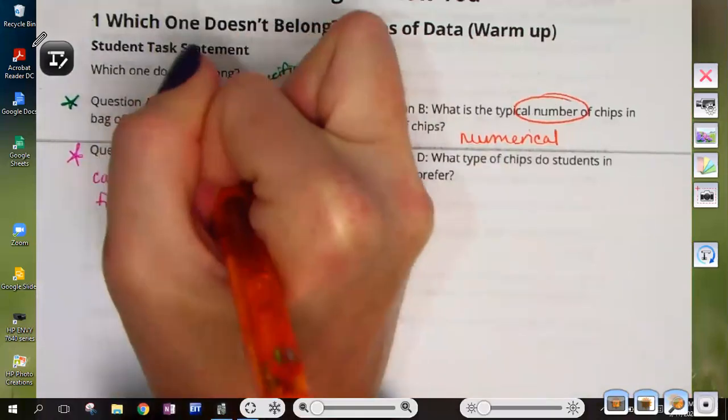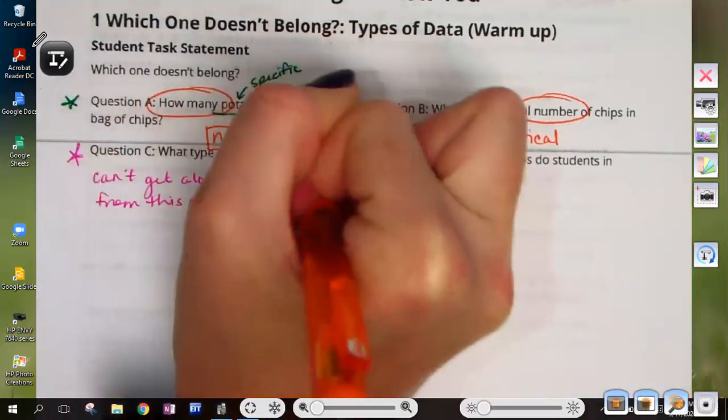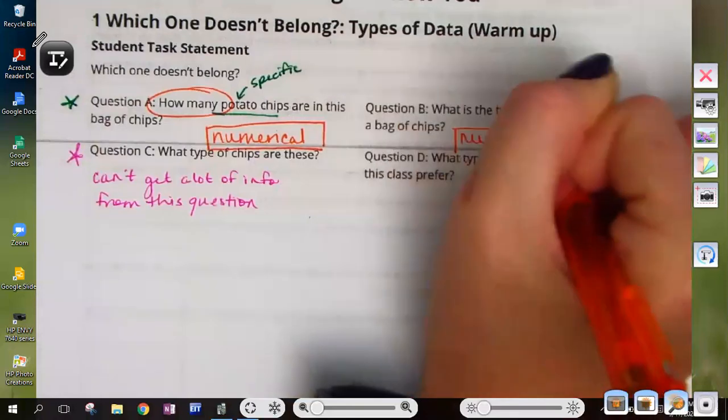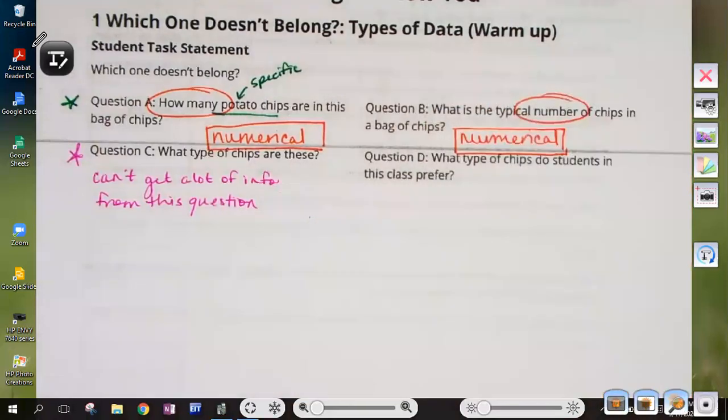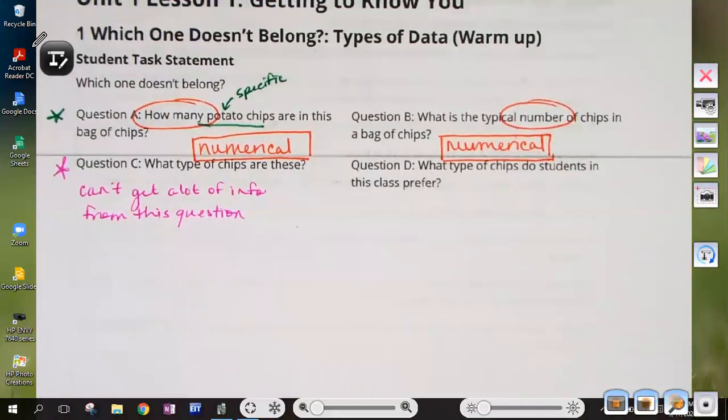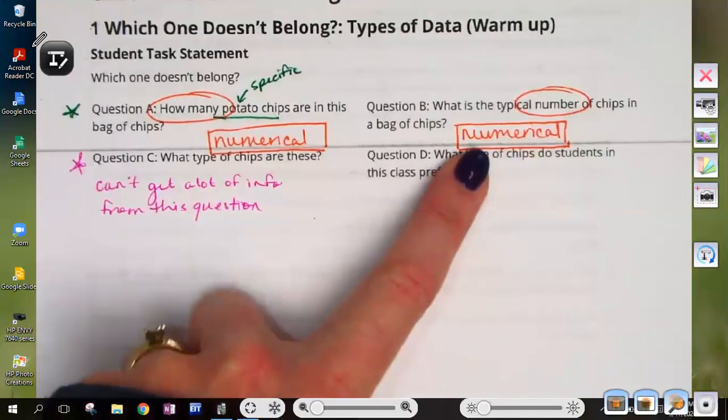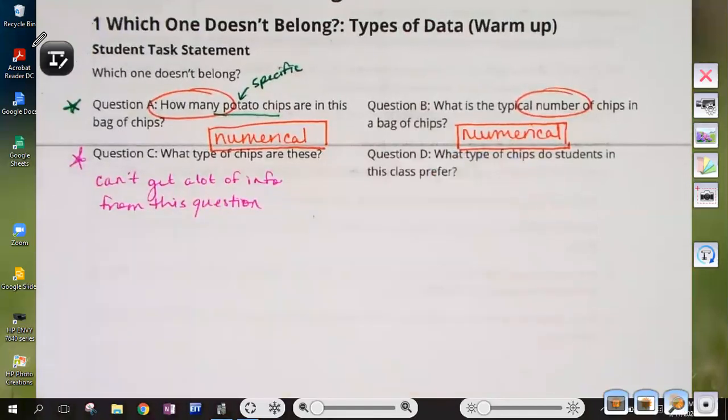Okay, so that is a little vocab for you. Those questions are going to give you a numerical response. That's just easy because the word numerical looks like the word number. So numerical means the answer will be a number.